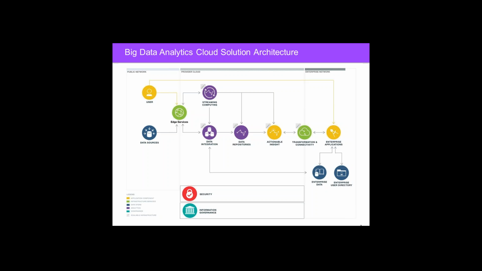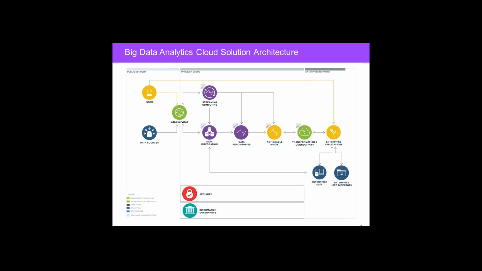Slide 7 is the same view as before, but with the connectivity between the various components. The idea here is that, starting from data sources on the bottom left, there would be edge services provided by the cloud provider. Some of these edge services you are already familiar with from the previous architecture, such as the mobile reference architecture, which are leveraged by the cloud provider to integrate those data sources into the big data and analytics capabilities that the cloud provider provides.